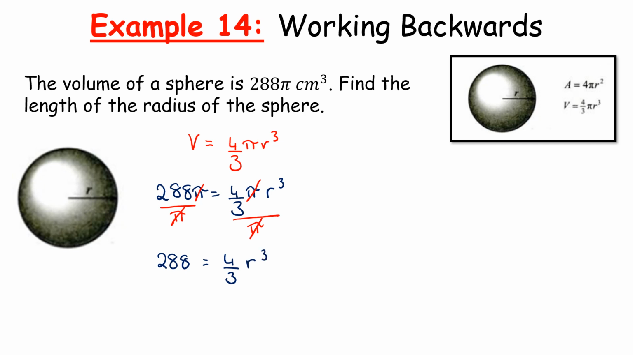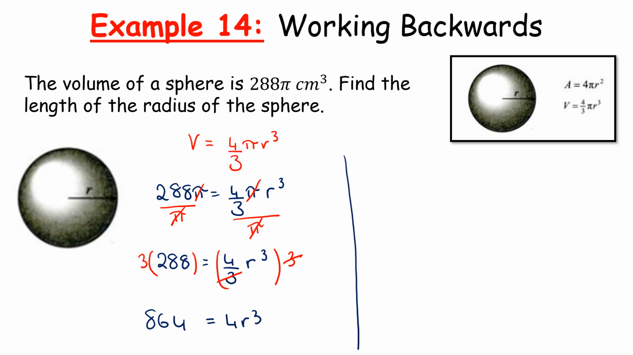I'm not mad about fractions, so let's get rid of those by multiplying both sides by 3. These 3's, 3 on the top and 3 on the bottom, divide into each other, leaving us with 1. So we do 3 times 288, which gives us 864 is equal to 4 r cubed. Now, I don't like my letters on the right hand side, I prefer them on the left, so I'm going to flip this equation. In order to find r, I first need to divide across by the coefficient. So I divide by 4 and I end up with r cubed is equal to 216.